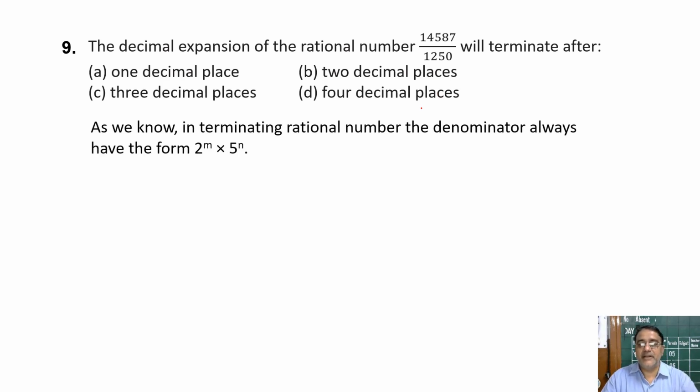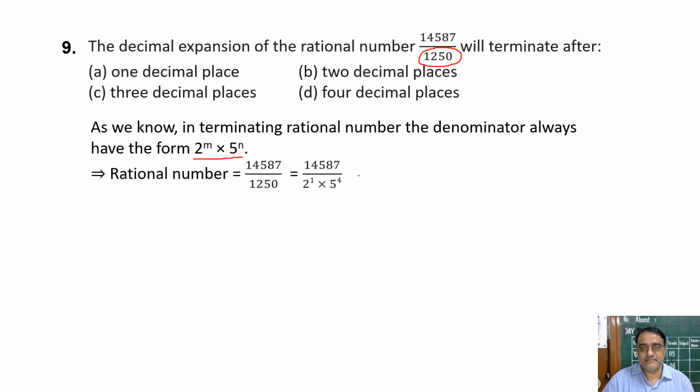So we know that in a terminating rational number, the denominator always has the form 2 to the power m into 5 to the power n. So यहाँ पे denominator है 1250. So उसको हम लोग लिख सकते हैं 125 into 10. 125 is 5 cube and 10 is 5 into 2. So 2 into 5 to the power 4. This is clear? Yes, sir.